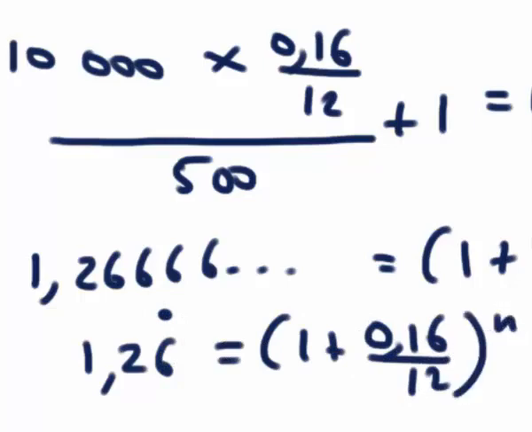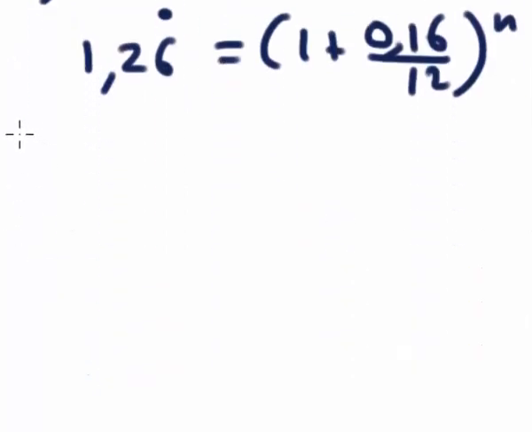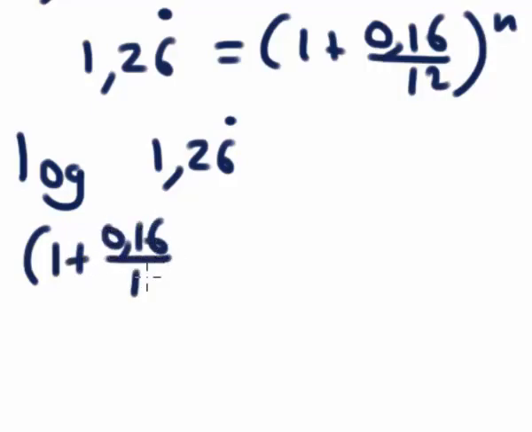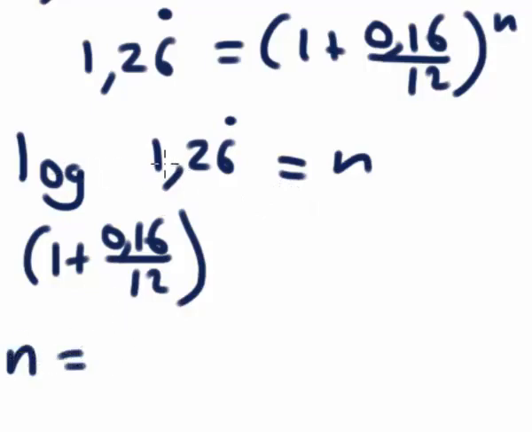Okay, and then what you simply do is apply log. So we go log of 1.26 recurring, that's 1.2666 dot dot dot all the way through, and then put into your calculator that base there, and that should give you n. Now if you work it out, you get n, just work it out, log of this to base that. Just try it quickly.